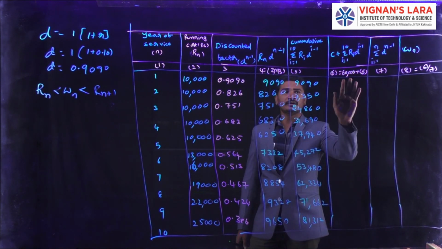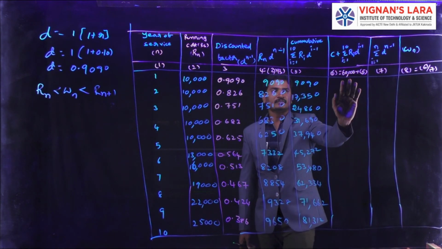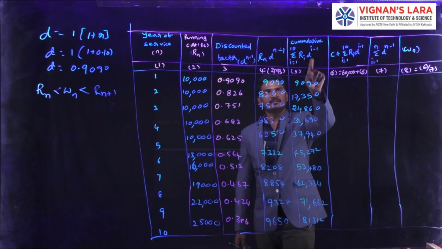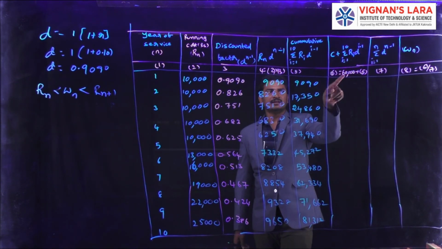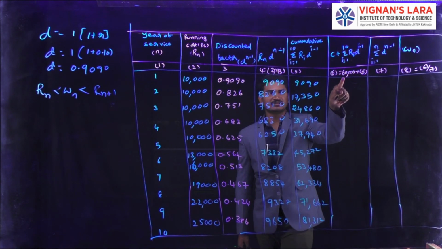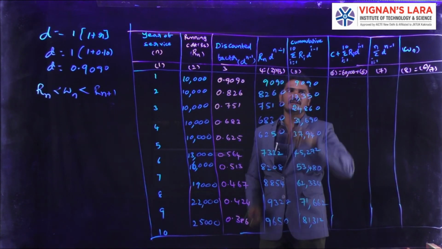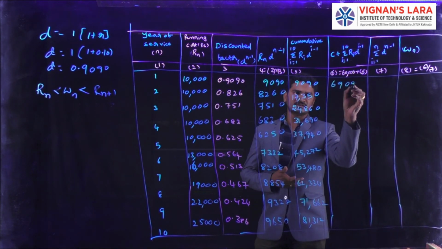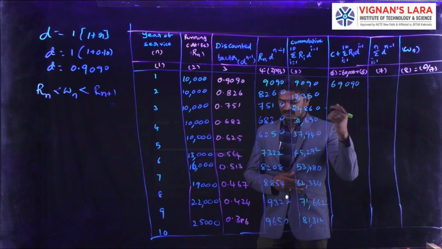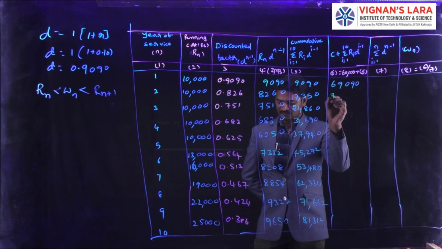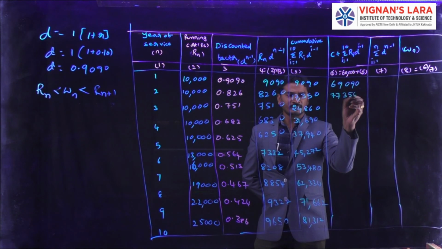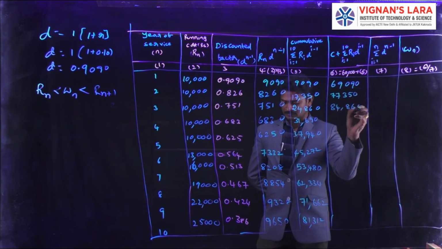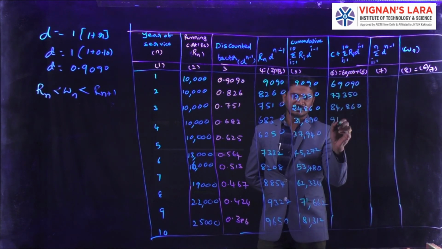Next, in the next column, we take the cumulative cost. It means capital cost plus this cumulative value. In our problem the capital cost is 60,000, so we add 60,000 to each value. From this we get 69,090. Next, the second value is 77,350. Next, 84,860. Here 91,690.